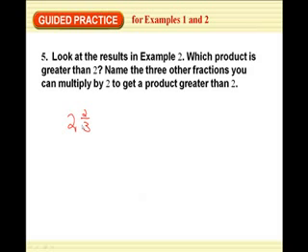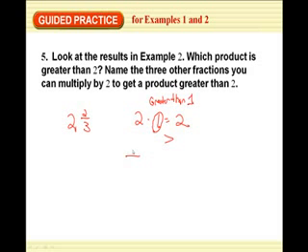Name 3 other fractions you can multiply by 2 to get a product greater than 2. Okay, so in order to get a product greater than 2, you have to multiply by a fraction bigger than 1, because 2 times 1 is 2. And they want us to get something greater than 2. So we need a fraction greater than 1.